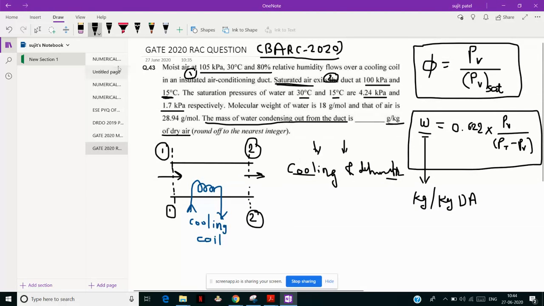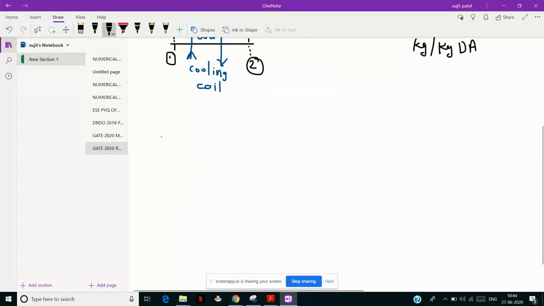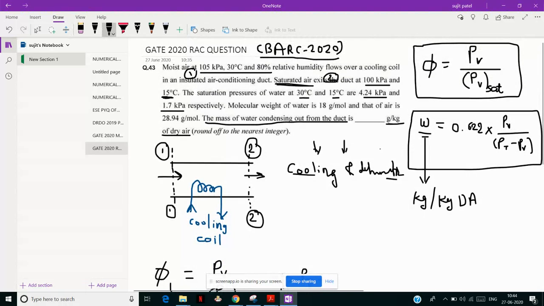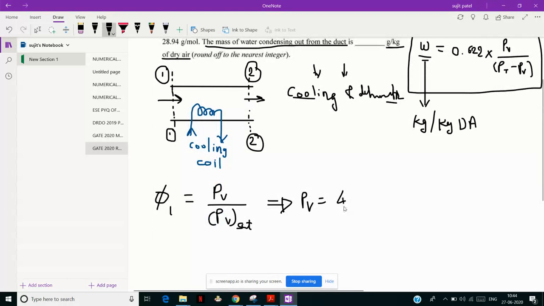Okay, so let's start. For the inlet condition, that means at 30 degrees Celsius, the saturation pressure is given to us, so we can find the partial pressure of water vapor. It is 4.24 multiplied by 0.8. Okay, so we find it is 3.392 kilopascal.